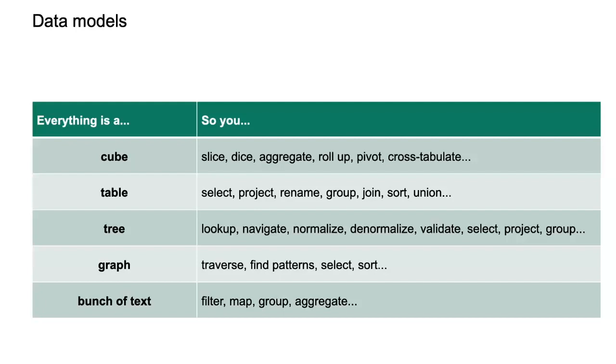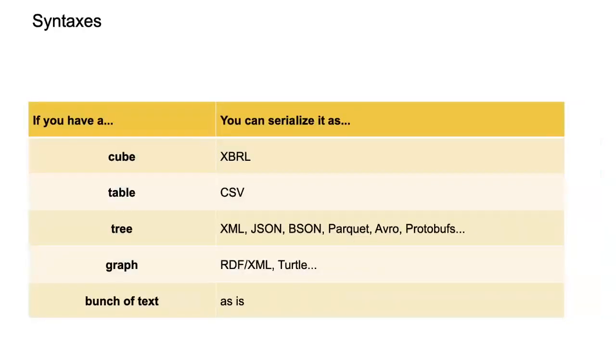So that you could kind of do too. Now, what about syntaxes? Well, there are also syntaxes for every shape. In the case of cubes, there's the XBRL syntax, which is used in many countries for accounting purposes, for example. But this is not part of the lecture. So again, XBRL, you don't have to worry about. Tables, CSV. You can naturally store a table in the CSV syntax, comma-separated values. If you have trees, there are many of them. You can use XML, JSON, Avro, Parquet, and so on.